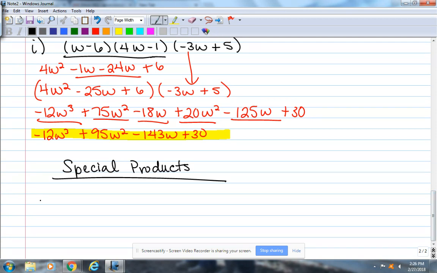Example J. X plus 4 times X minus 4. If anybody can tell me what kind of special product this is, I'll buy you a Coke tomorrow. Thank you, Josue. What kind of Coke do you like? X plus 4 with the 2 on the end. What kind of Coke? You like Dr Pepper? What do you like? Yeah. Okay.